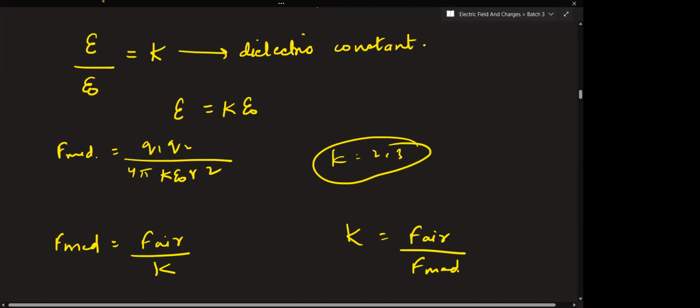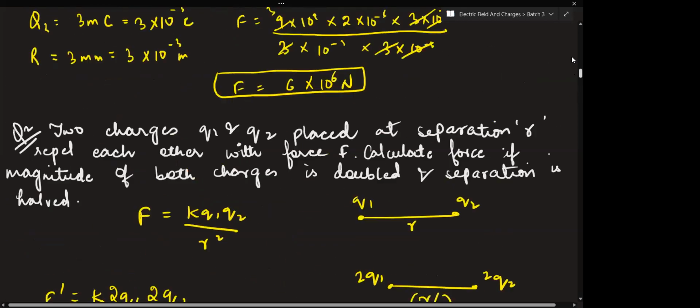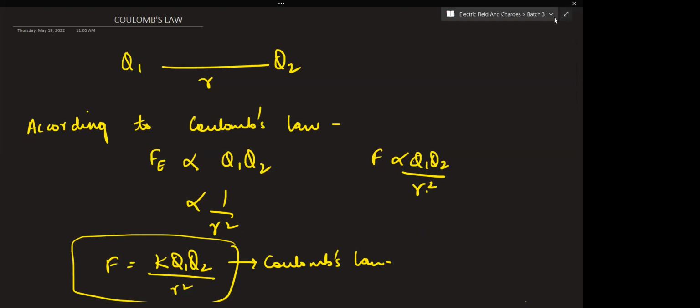All right. So this was about Coulomb's law. So whatever questions will be given to you through the assignment, just practice them. That will clear your Coulomb's law. So Coulomb's law was what? Electric force is directly proportional to the product of the magnitude of the charges and inversely proportional to the square of the distance between them.